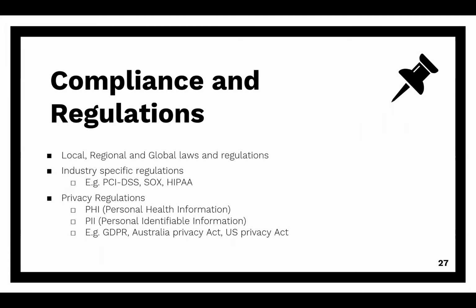There are laws and regulations depending on the regions or countries that organizations are located and operating. These laws and regulations can be local to a country, specific to a region like America, Europe, Asia, or they could be global. The two main and major regulation categories that need to be kept in mind in cybersecurity are industry-specific regulations and privacy regulations.